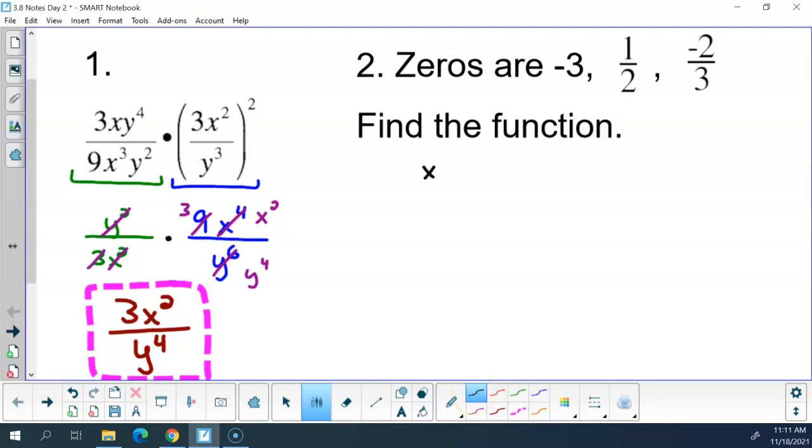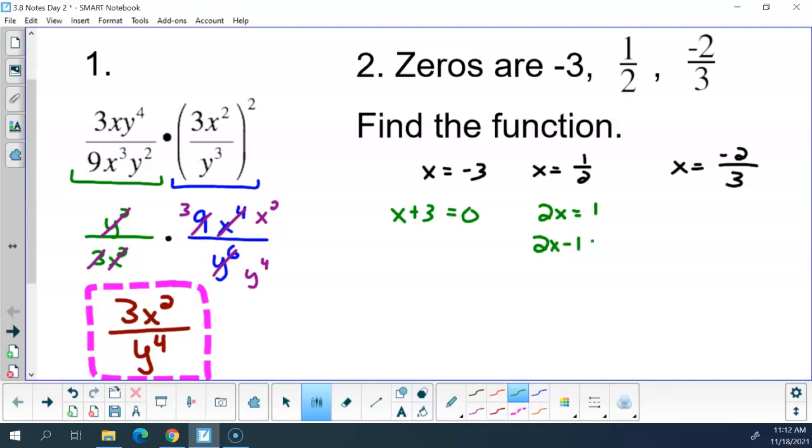Zeros are -3, 1/2, and -2/3, which means my factors are x plus 3, 2x minus 1, and 3x plus 2.